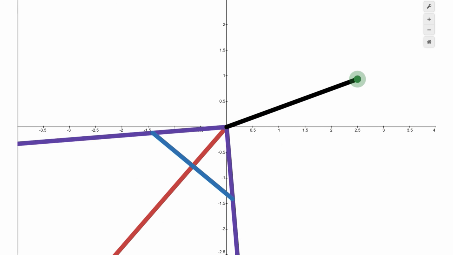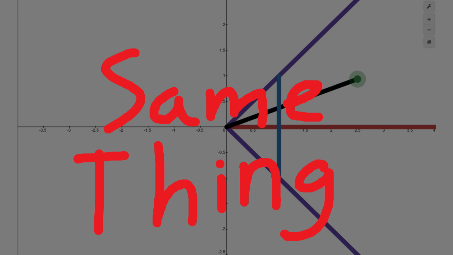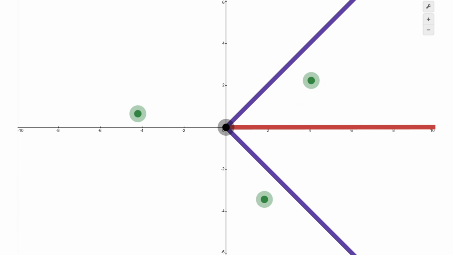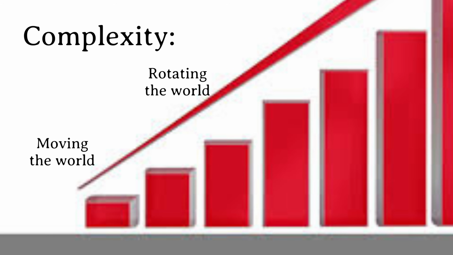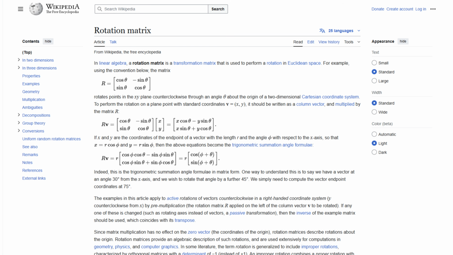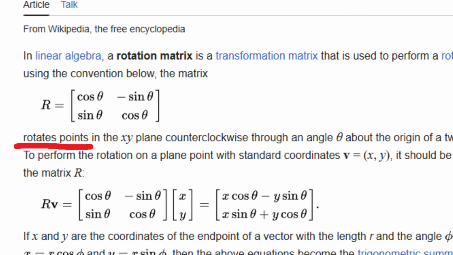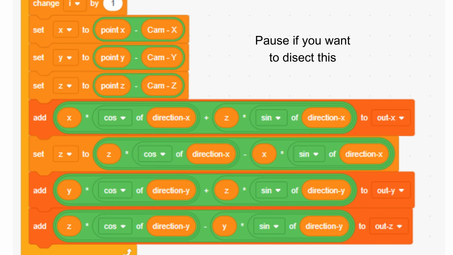And for the camera rotating, we do the exact same thing. We say that the camera is facing forward, and we just rotate the world around the camera instead, which is a little bit more complicated, but it's still not too hard. In linear algebra, we have this thing called the rotation matrix. Basically, it lets you transform a point by rotating it around the origin. Here's what the code implementing it looks like.